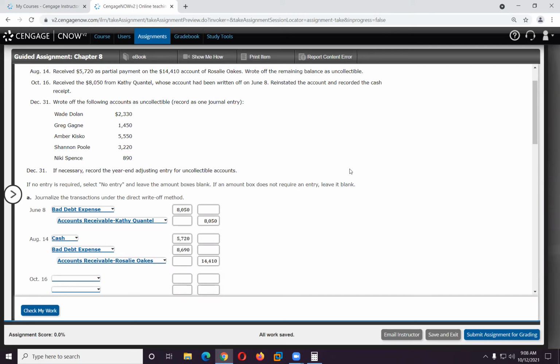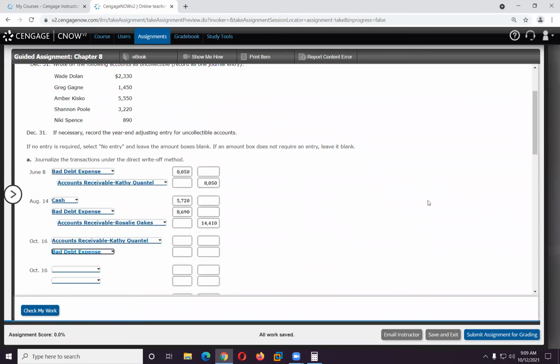So apparently after we wrote off her account, Kathy got the money and decided to pay us. So the first thing to reinstate it is just going to be the reverse of the write-off entry we did on June 8th. So we're going to debit accounts receivable. Her accounts receivable goes back up. And we're going to credit bad debt expense. Bad debt expense goes down because it's no longer going to be a bad debt, and she's going to owe us again.